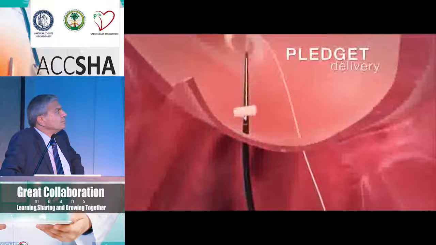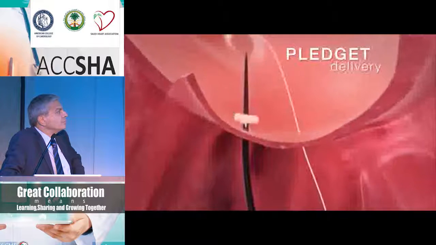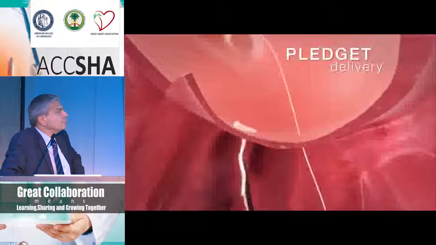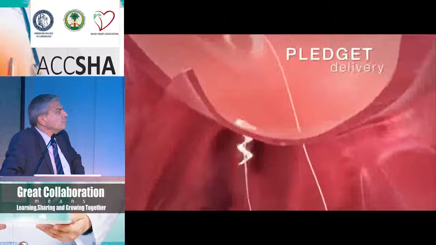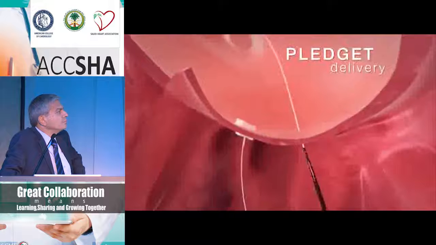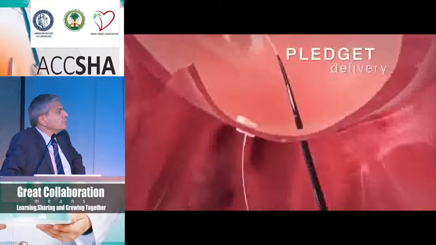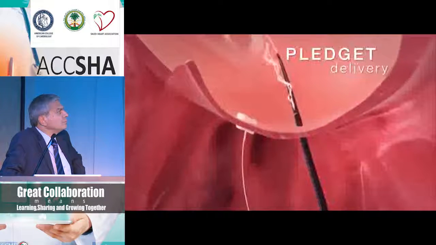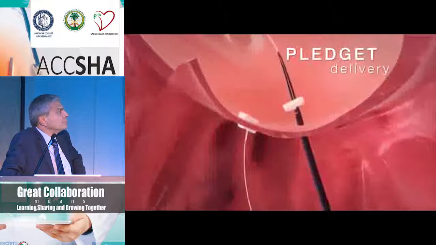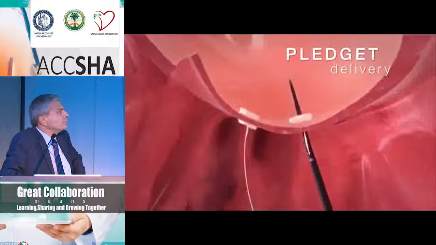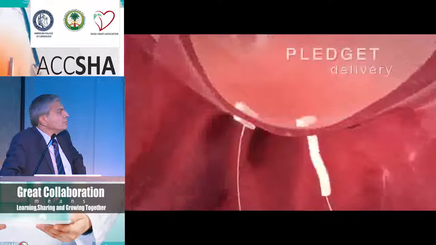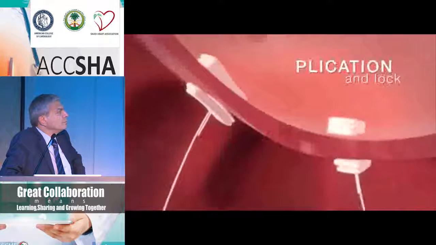The catheter extrudes half the pledget on the atrial side, then is cinched. The ventricular side is extruded and cinched while the catheter is removed. The delivery of the second pledget follows the same steps. The pledgets are then plicated or pulled together.